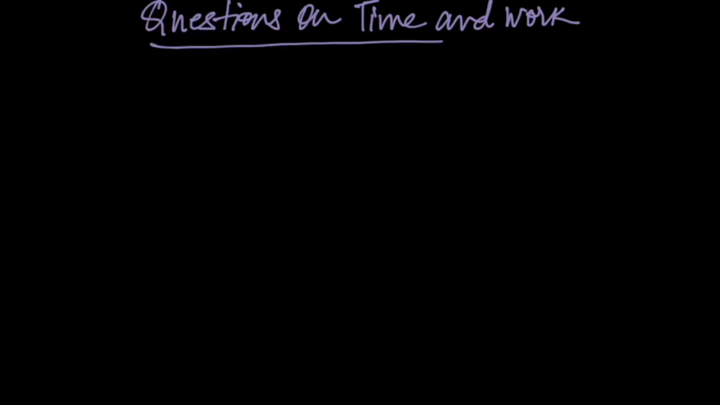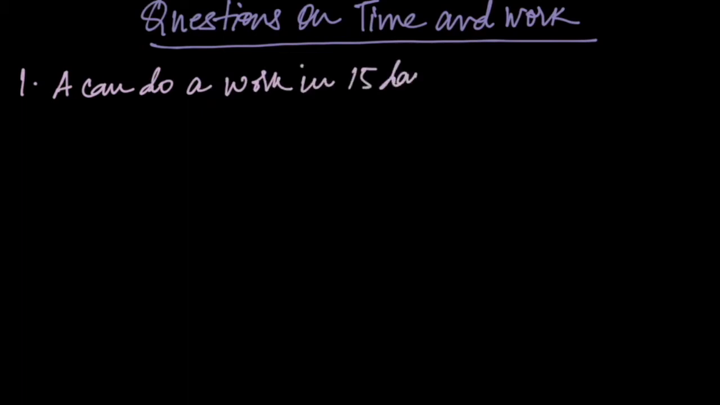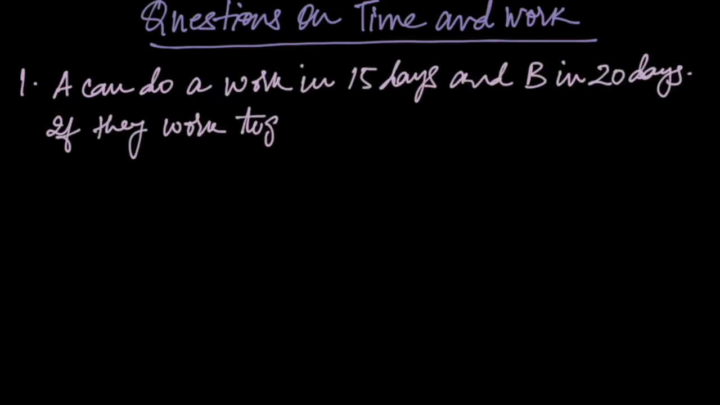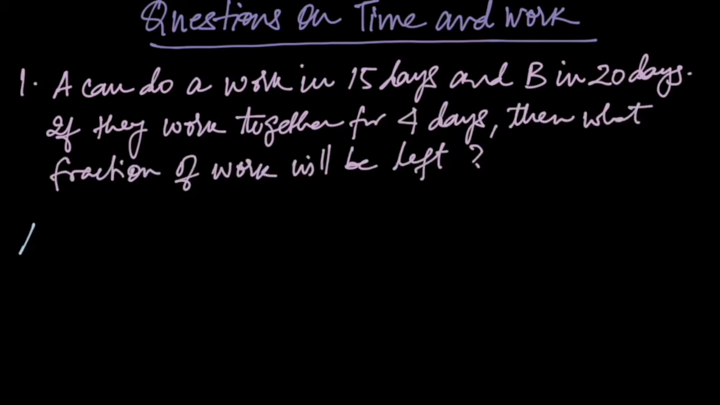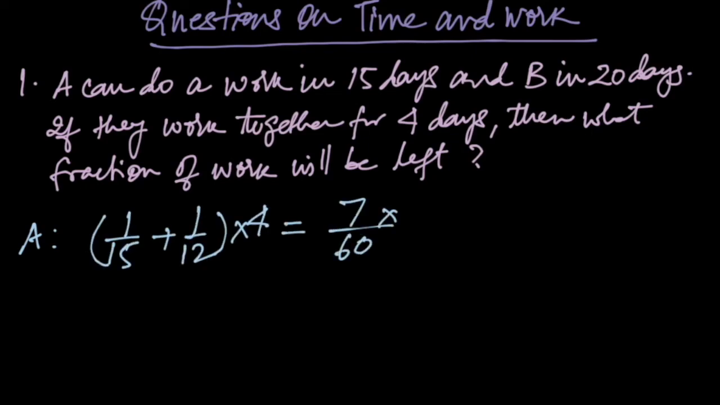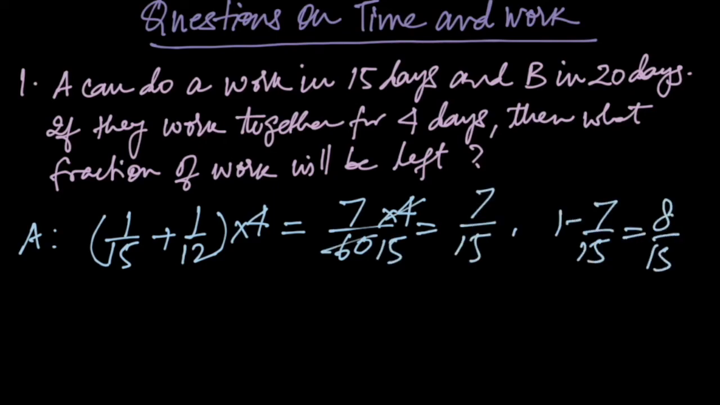Now let's do some questions on time and work. So in time and work, we generally have to find out how much work is done per day or per unit of time. So basically we are calculating speed if we compare it with time, distance and speed, and from that we calculate the overall time taken to complete the entire work. So in 4 days it completed 1 over 15 plus 1 over 12 times 4. So the remaining work is 8 over 15.